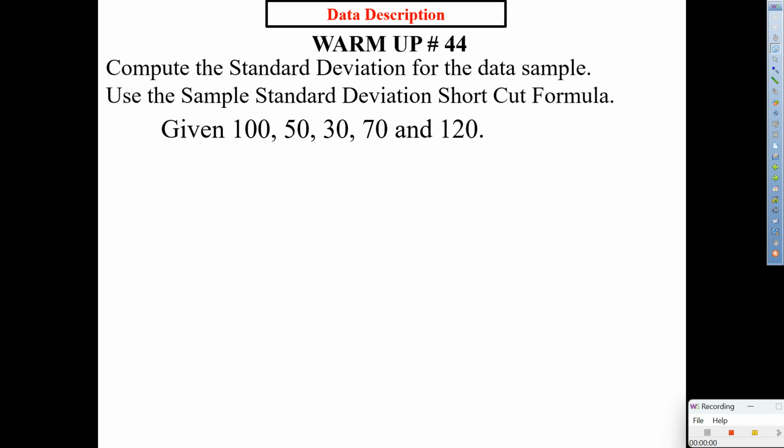All right, so warm-up number 44 says compute the standard deviation for that sample using the shortcut formula. We have 100, 50, 30, 70, and 120.